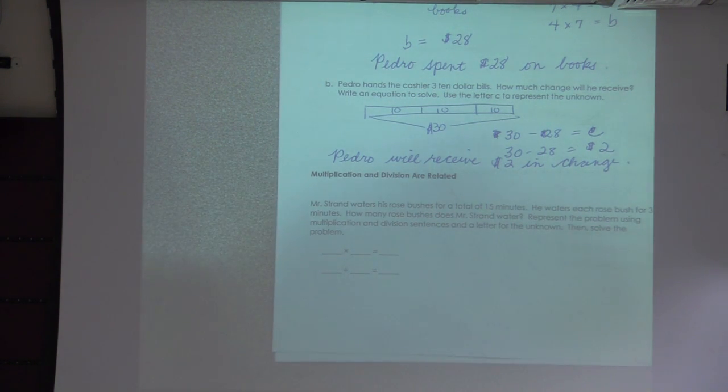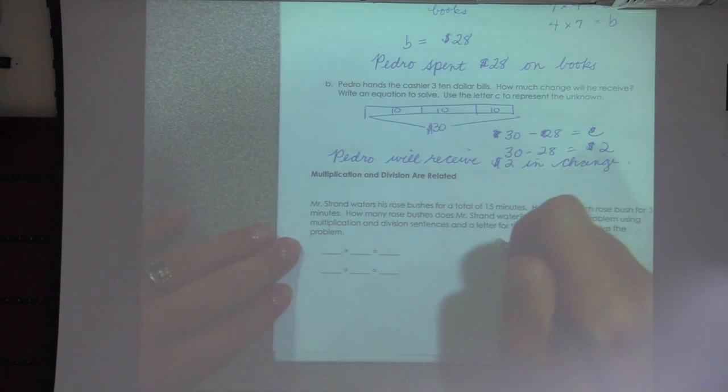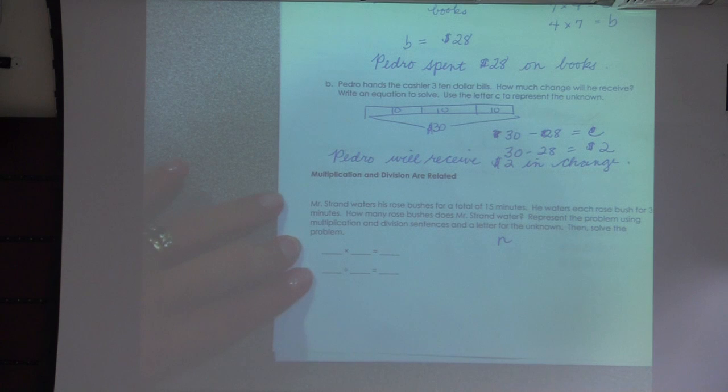So can they understand a story? Mr. Strand waters his rose bushes for a total of 15 minutes. He waters each rose bush for 3 minutes. How many rose bushes does Mr. Strand water? Represent the problem using multiplication and division sentences and a letter for the unknown. Then solve the problem. I'm going to use n for the unknown.